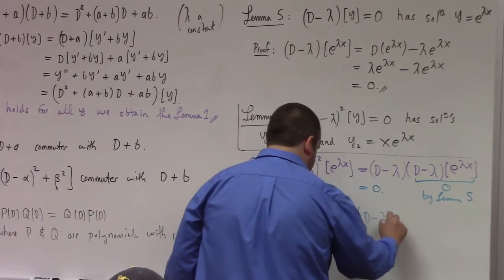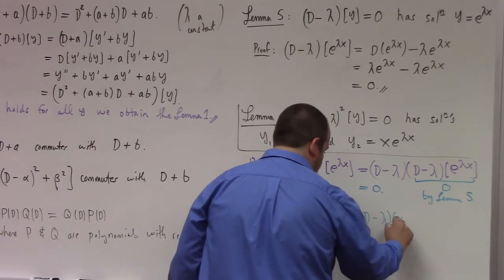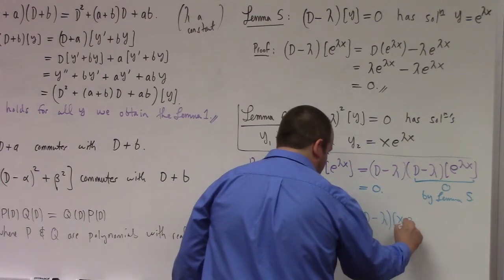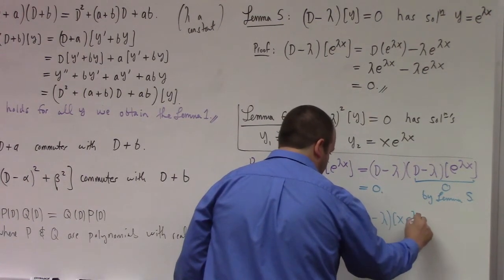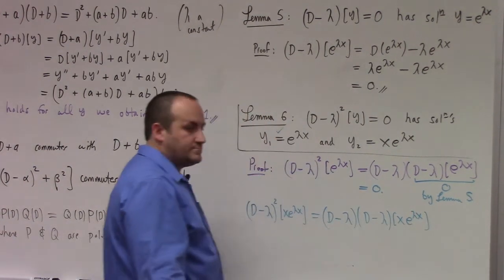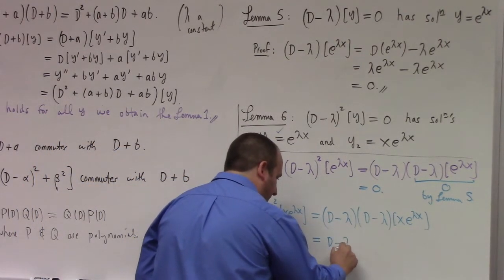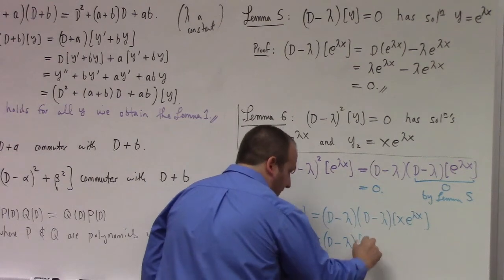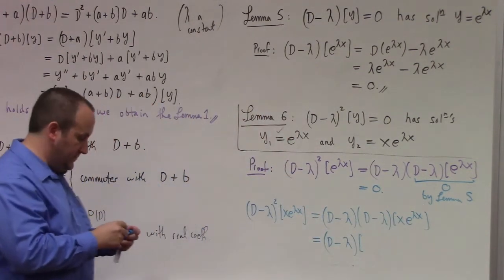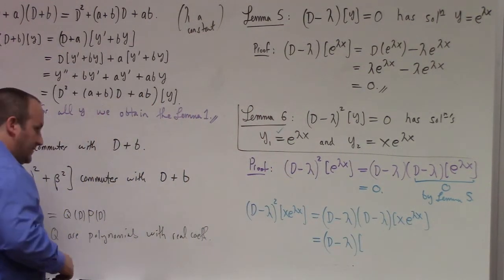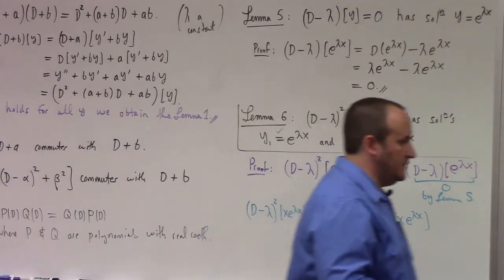Remember what multiplication is: composition. So it means we have to do e to the minus lambda 2 times. What happens with the first application? Well, we already did that in the lemma 5 calculation, right? We already know what this works out to, right? Been there, done that, kind of.